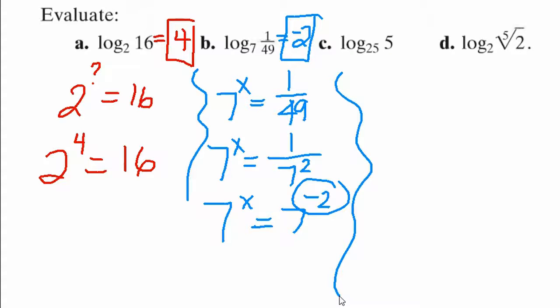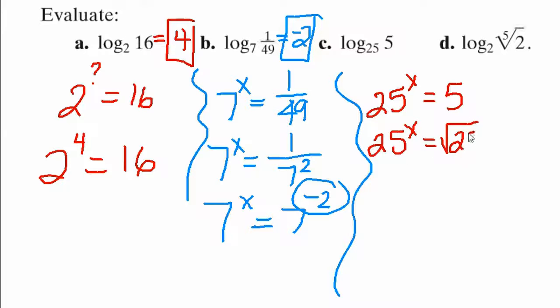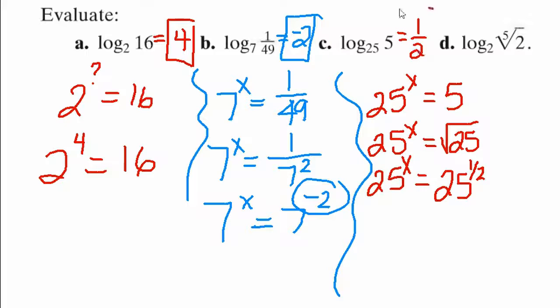All right, next one. 25 to what power is 5? Well, I know that 5 is the square root of 25. So how can I represent a square root as an exponent? Back in algebra, we learned that square roots can be represented as fractional exponents. So since this is a square root, we write it as 1/2. That means my answer to this logarithm is 1/2.